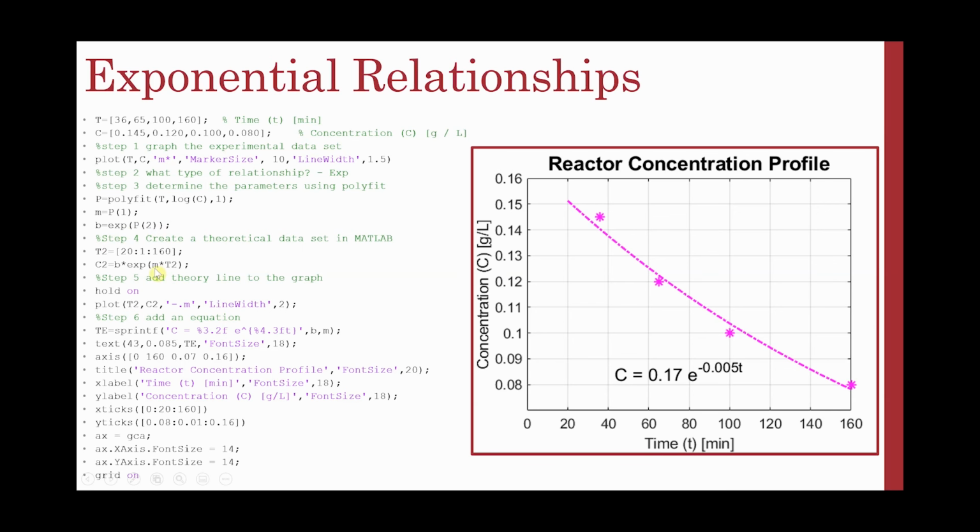We create our theoretical data. We use our hold on function to plot a second line on our graph. We plot our second line. We create a texturing variable to store our equation. We then put that texturing somewhere on the graph that we like. We make our axes limits. We put on our title, our labels, our ticks, and we format our x-axis font size to be 14.